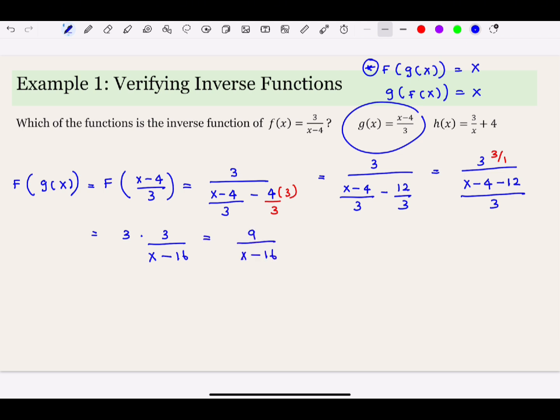So you cannot simplify this further. This is not equal to x, which means g of x is not the inverse of f of x, because if you take the composition, it's not equal to x. So now we have to move to the next candidate, and you have to follow the same procedure to see whether it's the inverse of f of x.